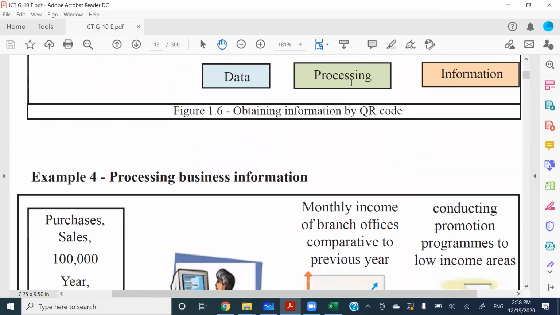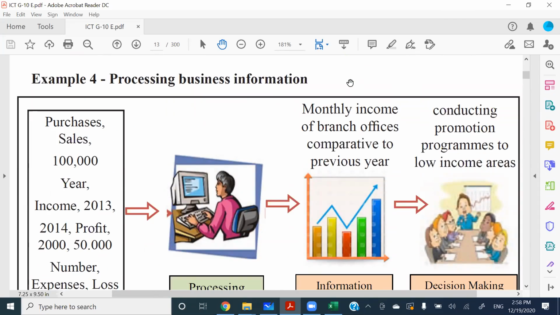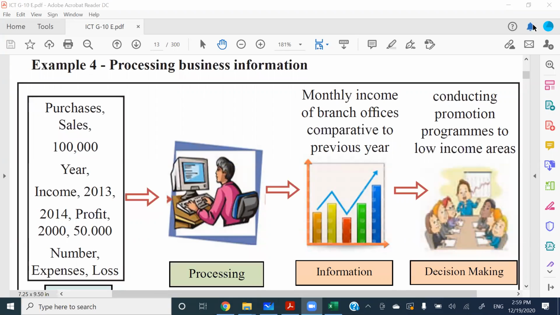Right. The very last one, processing business information. Right. Done, everyone? Okay. Yes.